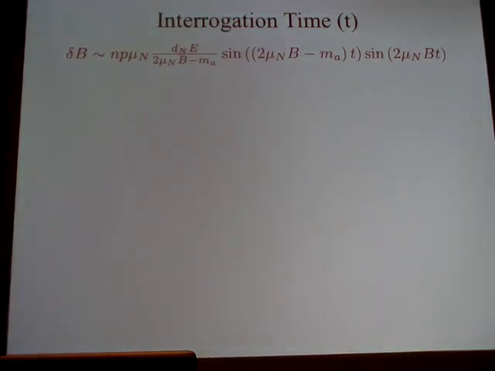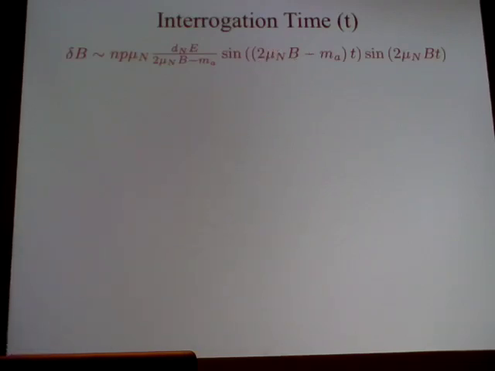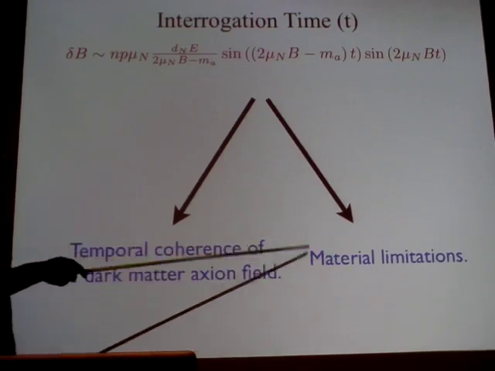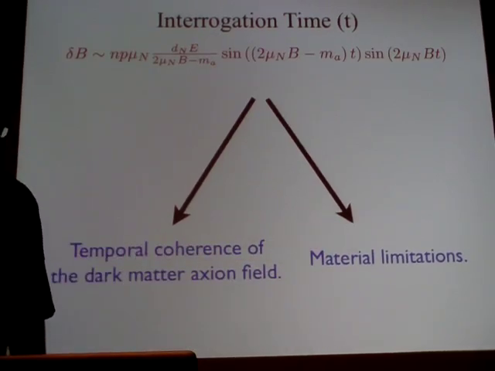Okay, some more physics here, which is the interrogation time. That's the question of how long I have to linearly build up the value of the field. What cuts that off? Two things can cut it off. The first is that the axion field itself will stop being coherent after some time. There's after all some field of the galaxy, and there's no reason why it will remain coherent forever. Second is some property of the material itself. Material limitations can prevent that. Let's talk about both of these.